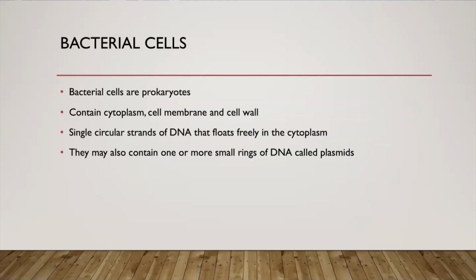And we have bacteria cells. Bacteria cells are prokaryotic cells. They contain cytoplasm, cell membrane, and a cell wall. They have a single circular strand of DNA that floats freely in the cytoplasm, and they may also contain one or more small rings of DNA called plasmids.